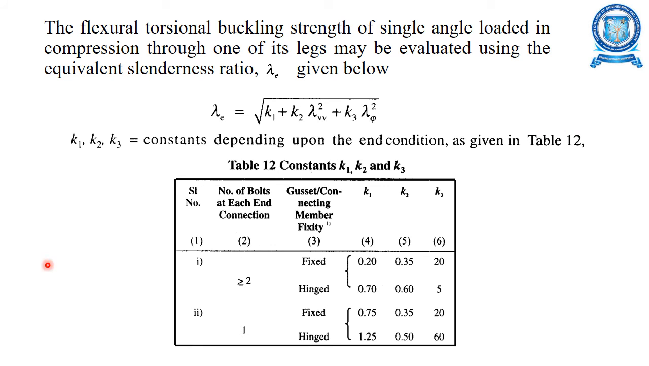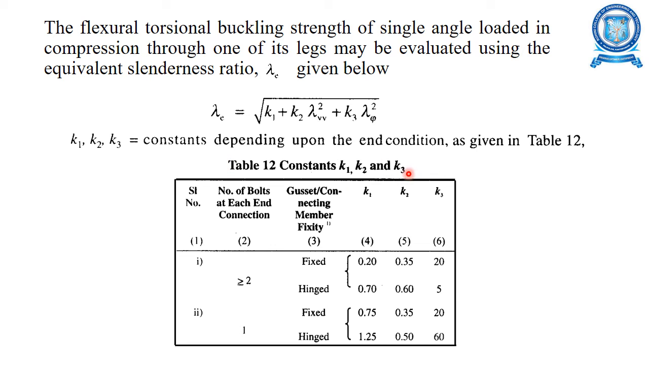Before finding the design compressive strength of the angle, first we have to find the equivalent slenderness ratio lambda E. This is available on page number 48 of IS 800:2007. So lambda E is equal to square root of K1 plus K2 lambda vv square plus K3 lambda phi square. K1, K2, K3 are constants depending upon the end condition. This is given in Table 12 of IS 800.